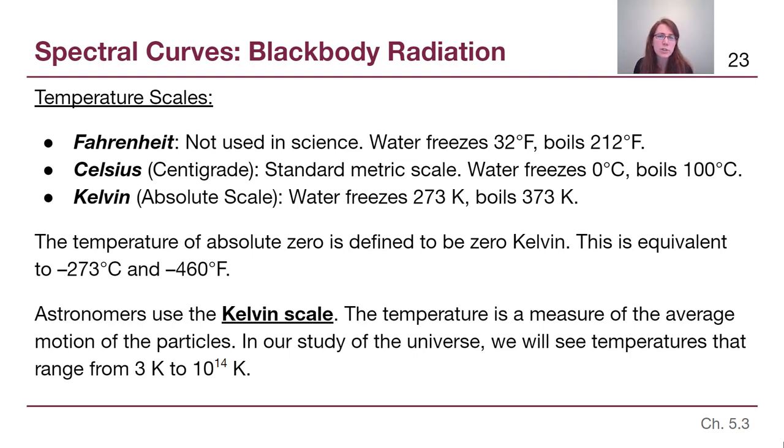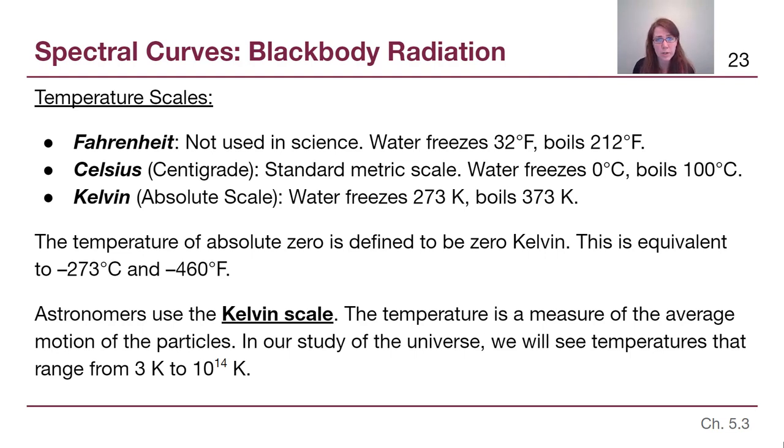The Kelvin scale is actually just the Celsius scale, but shifted so that there are no negative numbers in the Kelvin scale. 0 Kelvin is by definition absolute 0. It's equivalent to negative 273 degrees Celsius or negative 460 degrees Fahrenheit. And we won't have ever encountered absolute zero or anywhere close to it in our everyday lives, no matter how cold winter feels here in Michigan.